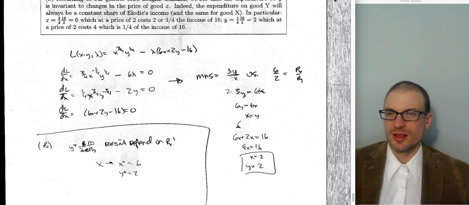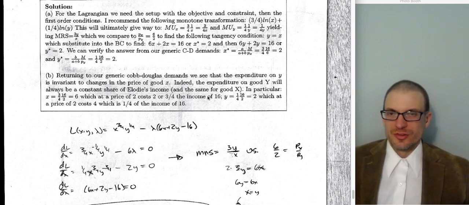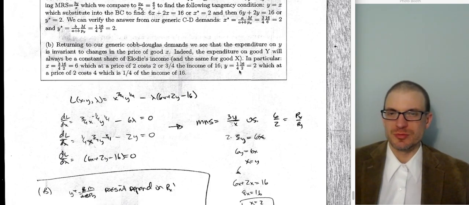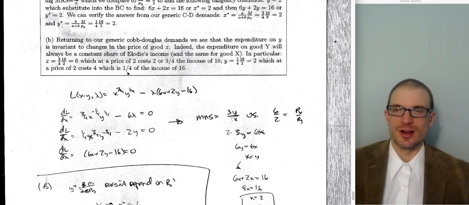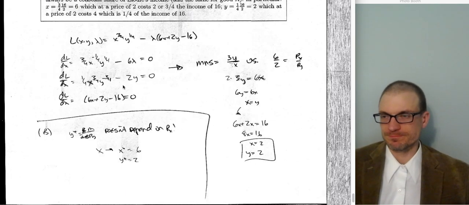I think we said then Elodie's consumption goes to 6 for x, which is 3/4 the income of 16, and then Elodie's consumption for good y stays at 2, which remains a quarter of Elodie's income of 16.